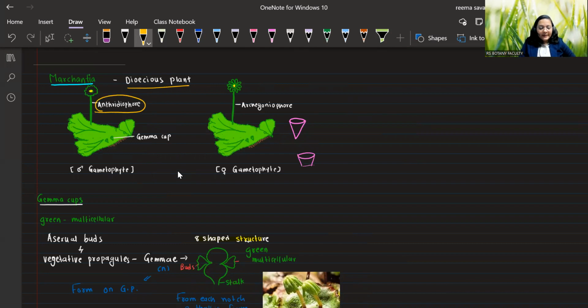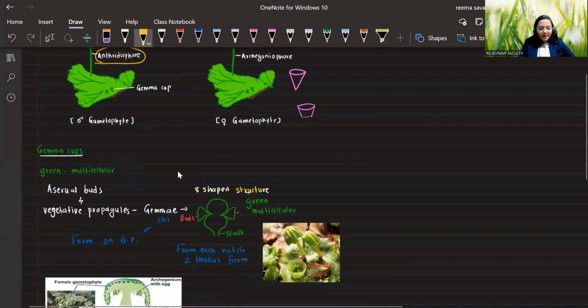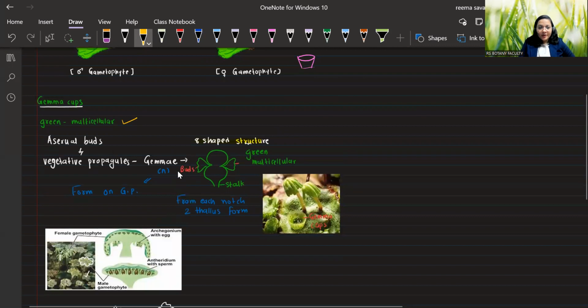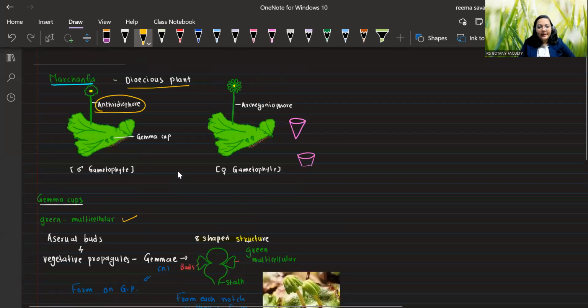So whenever you find a disc-like structure in a diagram, it will be the male gametophyte. And if you find some petal-like, flower-like structure, it will be the female gametophyte. They have asexual buds, that is, in gemma cups, right? So a gemma cup is a receptacle in which gemmae are present, and gemmae represent asexual buds. So gemma cups are green, multicellular structures. It has asexual buds, that is gemmae. It will be haploid. Obviously, this structure is a haploid plant body, gametophyte.